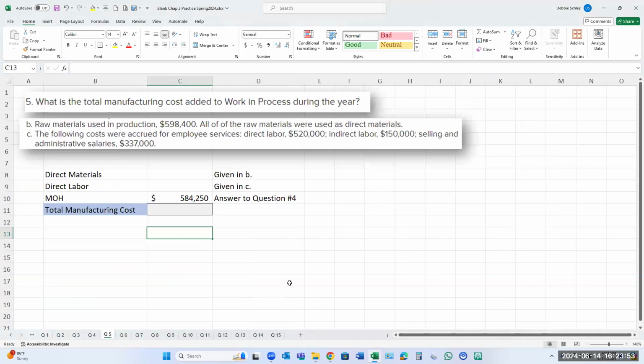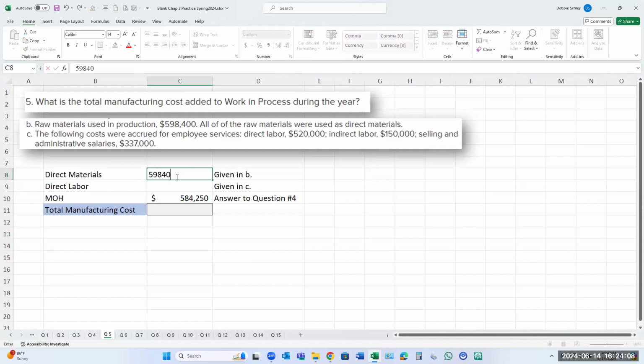Okay, question 5. What is the total manufacturing cost added to work in process during the year? So 3 things get added to work in process, and that is direct materials, which is from the direct labor, which was given in C. And then the answer to question 4 is the manufacturing overhead applied. So we just add those numbers up, and we have our total manufacturing cost.